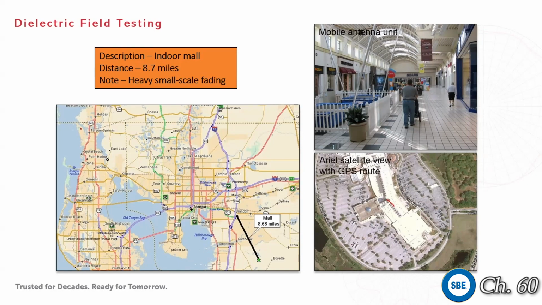Last example here, talking about an indoor mall. And this is sort of a real worst case scenario. Large industrial building, lots of metal, lots of reflecting surfaces, really kind of makes it pretty rough on our receive antenna here. Very, very heavy small scale fading. And this is about 8.7 miles away from the antenna.